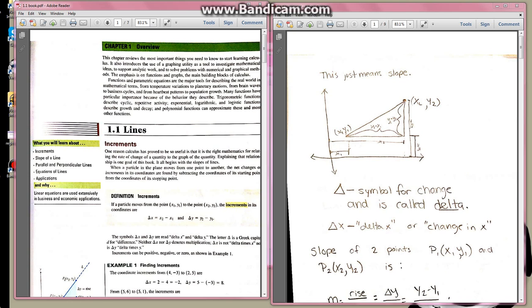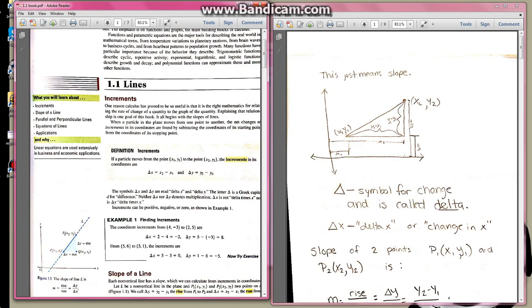Okay, so the first thing that we're going to go over is increments. All it simply says is that as a particle moves along from one point to another, the change in x is x2 minus x1, and the change in y, this little triangle symbol, means delta over here in my notes, if you can see this. And all this means is the slope.